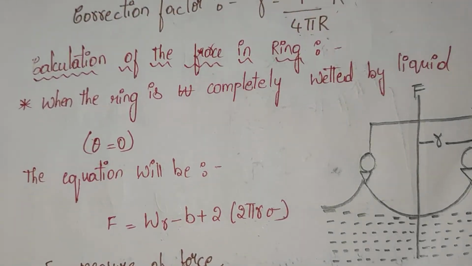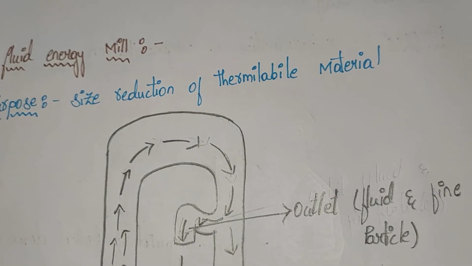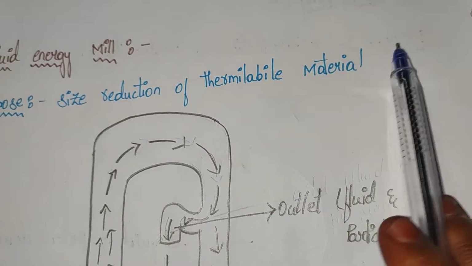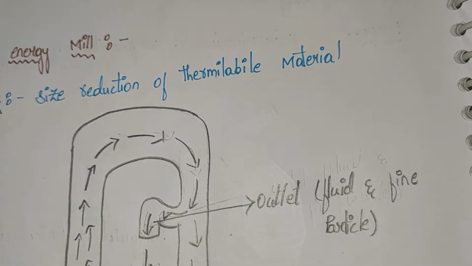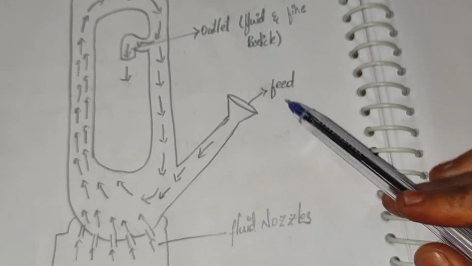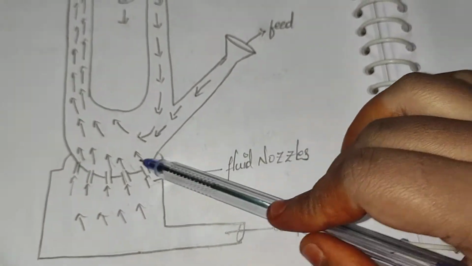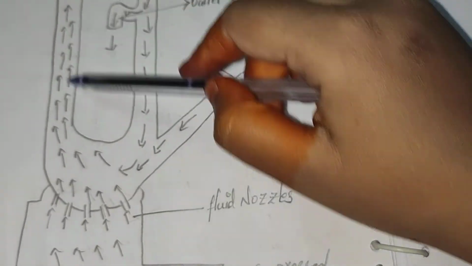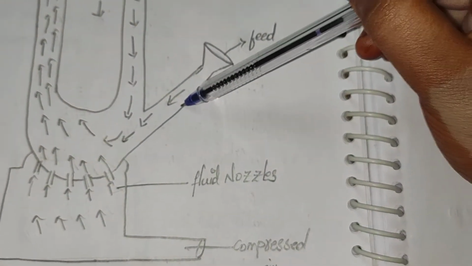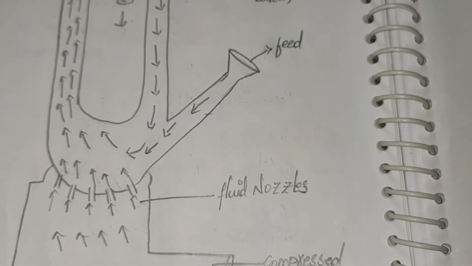Next, coming to the fluid energy mill. It is used for the size reduction of thermolabile material. Thermolabile material means heat-sensitive material. Here the equipment has a feed hopper, compressed air, and a fluid nozzle. Here we will collect the fine particles. Mostly it is used for the reduction of particle size of antibiotics and vitamins.